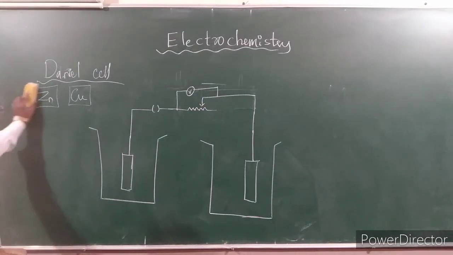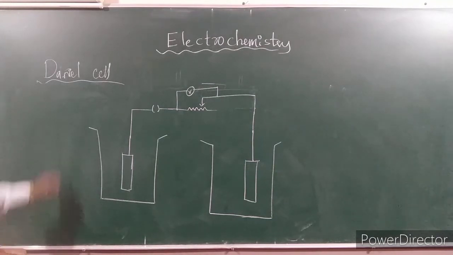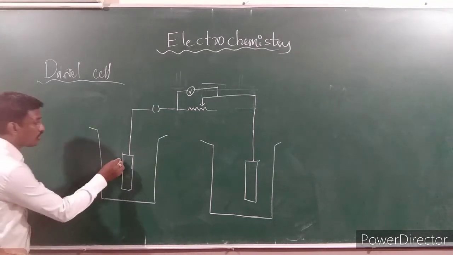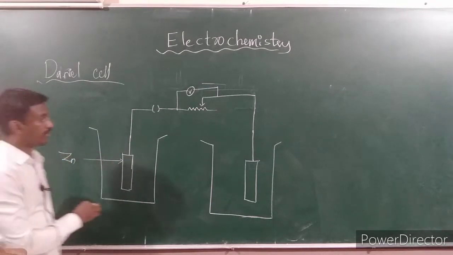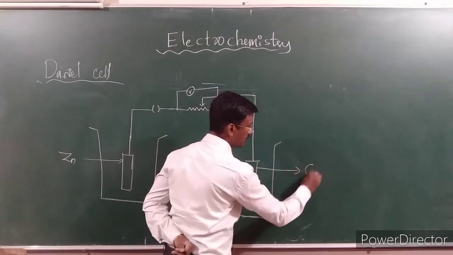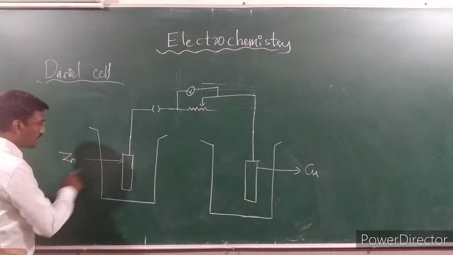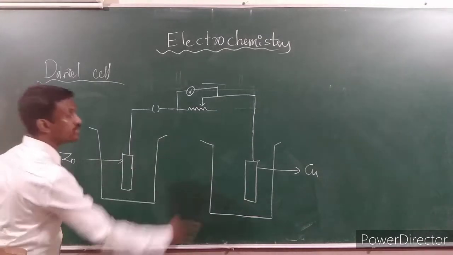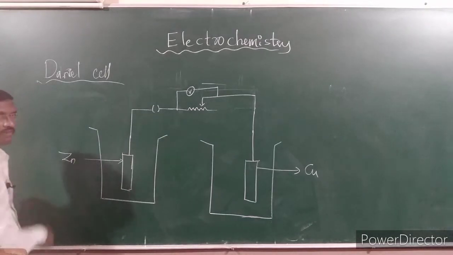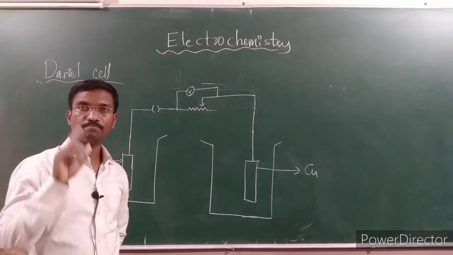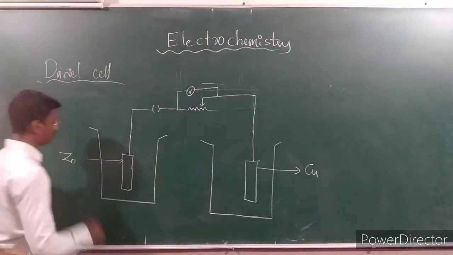The Daniell cell is a galvanic cell. Here we have used two rods: one is a zinc rod, another one is a copper rod. We have to remember here that zinc is always at the left side and copper is always at the right side. If you make a mistake and write copper on the left, it's wrong. It's not the Daniell cell. Zinc will come on the left, copper on the right side.